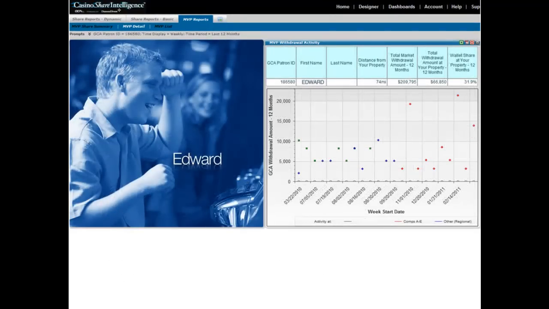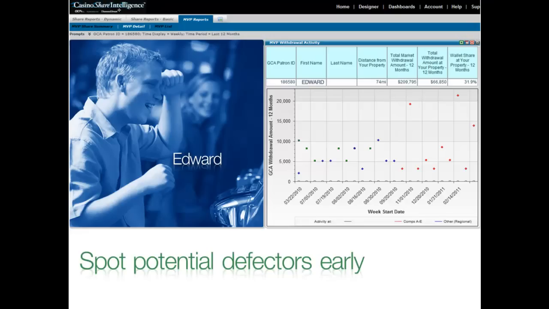Now let's look at Edward. Over the past 12 months, your wallet share is a modest 32%. However, if you look at the dot chart, you'll see that your share over the past months is 0. He's defected. With MVP, you can detect potential defectors before they leave you entirely. Now that you know he's still gaming, what will you do to win him back?